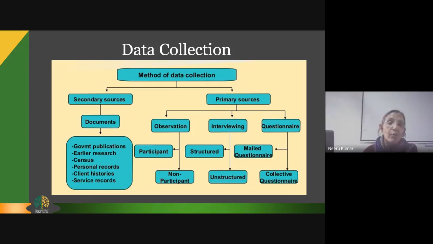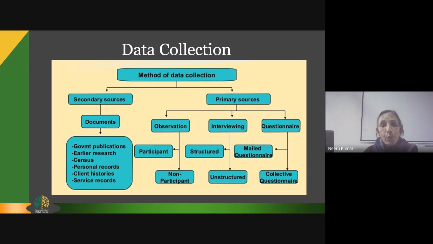So you have to always have a proper understanding of which source to follow. Are you going to collect the data through primary sources or secondary sources? If the data that is to be collected is primary, then it could be a questionnaire, it could be through interviews, it could be through observation.